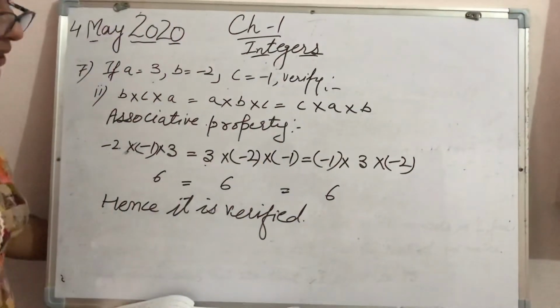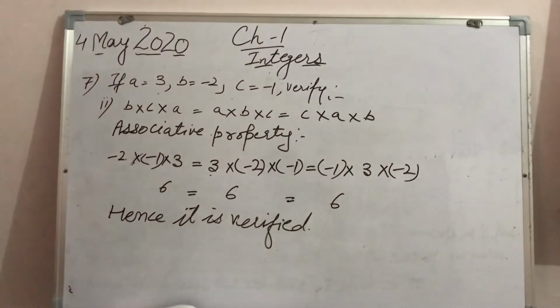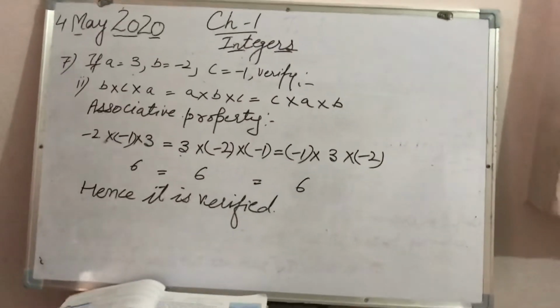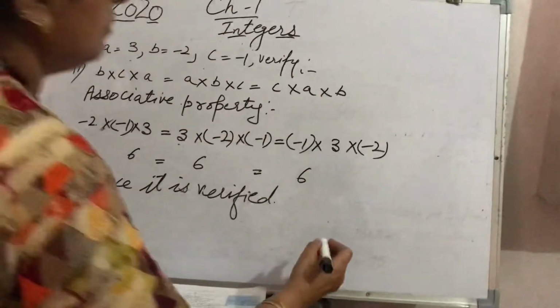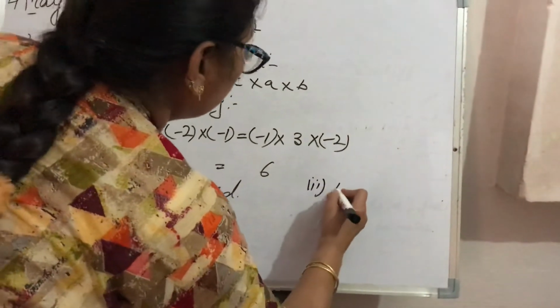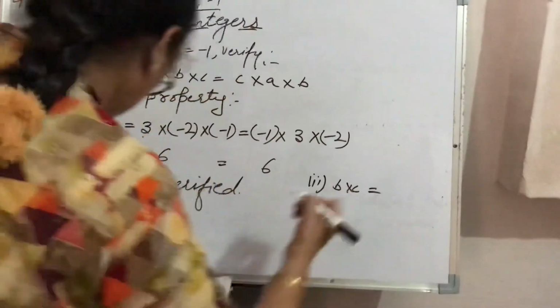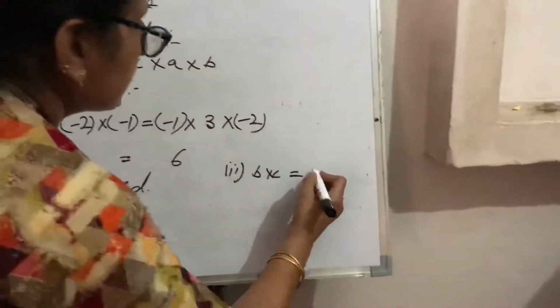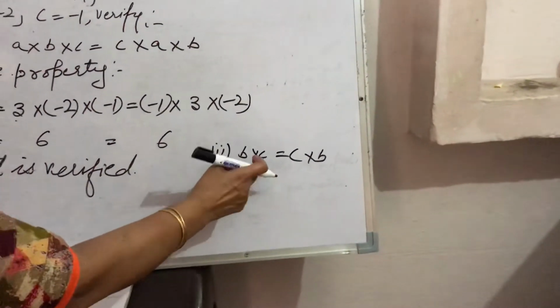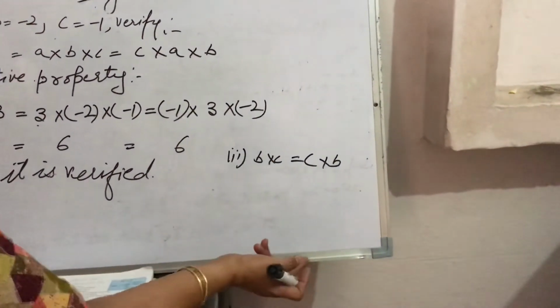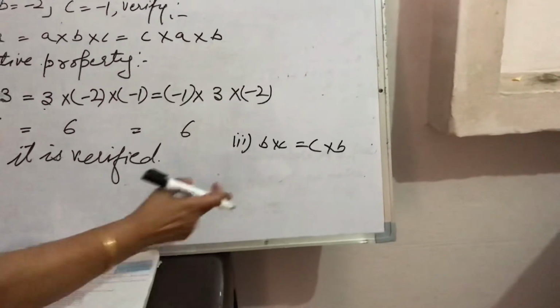The properties we have already explained. Then the third question, again the values are the same. The third part you can do yourself: B into C, then C into B. This is the commutative property. Again places are interchanged, so the answer will remain the same. So this is the commutative property.